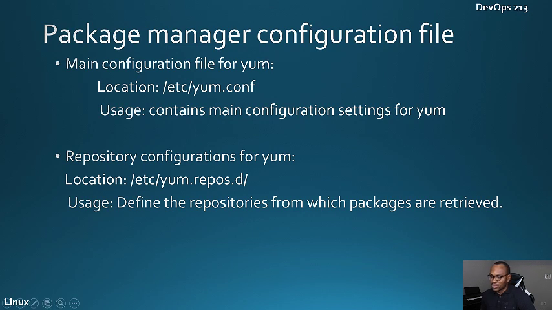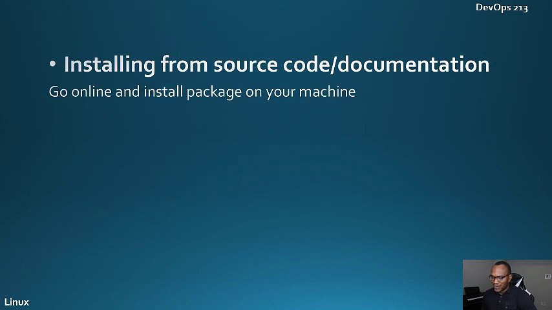For yum, if you are using a CentOS machine or an RPM machine, you may want to check /etc/yum.conf to see the main configuration settings, and you may want to check /etc/yum.repos.d, which defines the repositories from which packages are retrieved. All these configuration files have been set in such a way that the repository, the site, everything has already been stated there. Once you are installing, it just goes based on what is set in the configuration file, connects online and installs the package. So that's that.